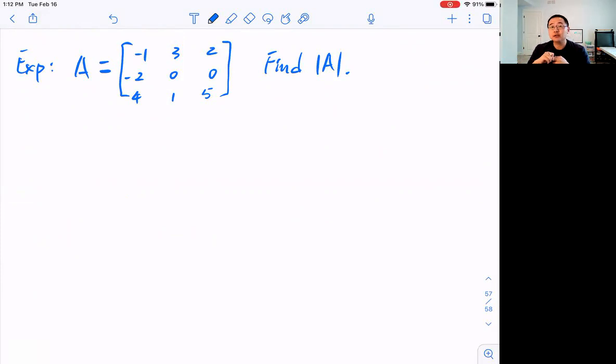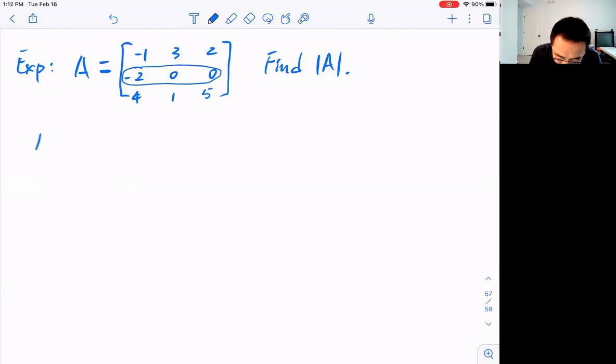Now, because you can pick any row or any column, it is smart to find the easiest row or column to calculate. In this particular case, you can see that the second row has 2 zeros as elements. Since we're going to be multiplying the elements by their cofactors, having zeros will really simplify your calculation because 0 times anything is 0, right? So I would choose the second row because any row or any column will do the same trick and will give you exactly the same result. So I'm going to use the second row.